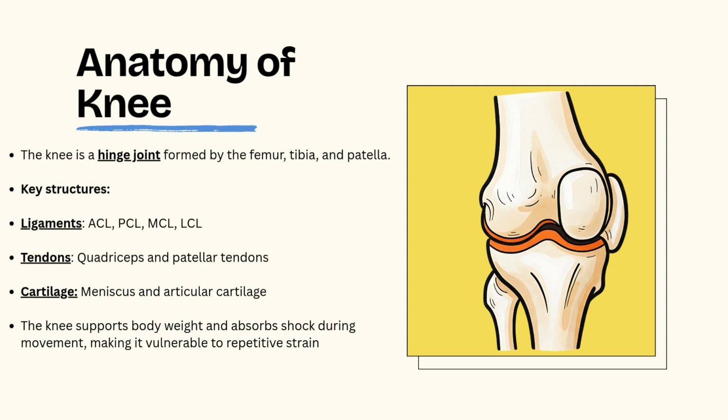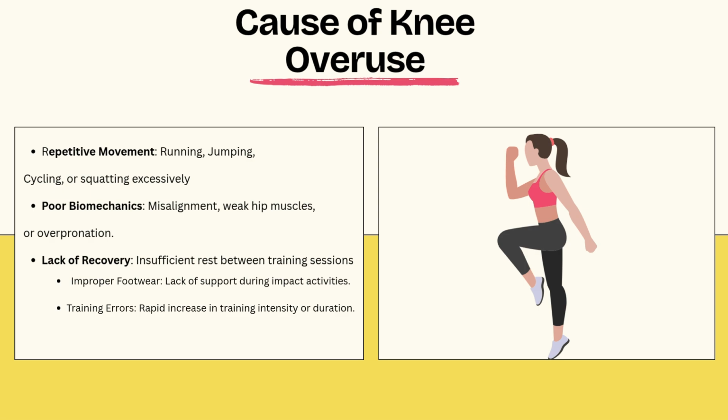But the cartilage of the knee is pretty straightforward. Your meniscus, those are the cushions between your knee, or your spacers, or shock absorbers, as well as your articular cartilage. That's the cartilage that surrounds the bone. Now, the knee supports your body weight, absorbs shock during all types of movements, and it tends to take on a lot of stress. So it makes it very, very susceptible to repetitive strain and micro trauma.